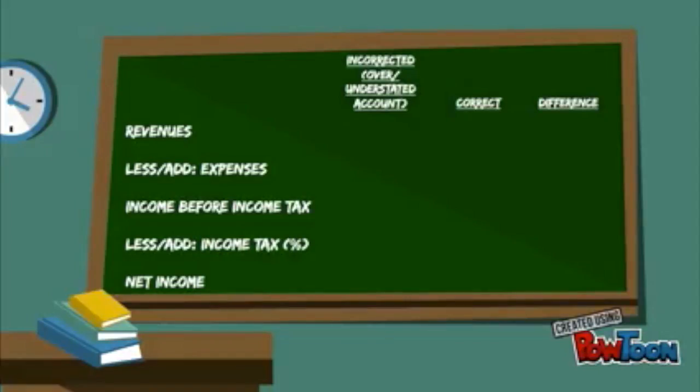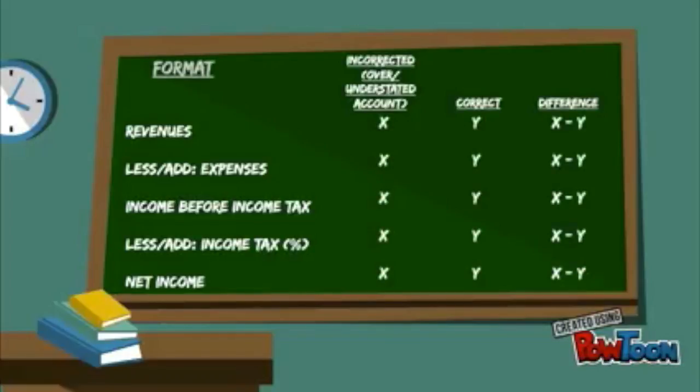As you can see, here we have the format of how to adjust an over or understatement in the account you need to adjust. Let X be the overstatement and Y be the correction. Remember, X minus Y is the difference.